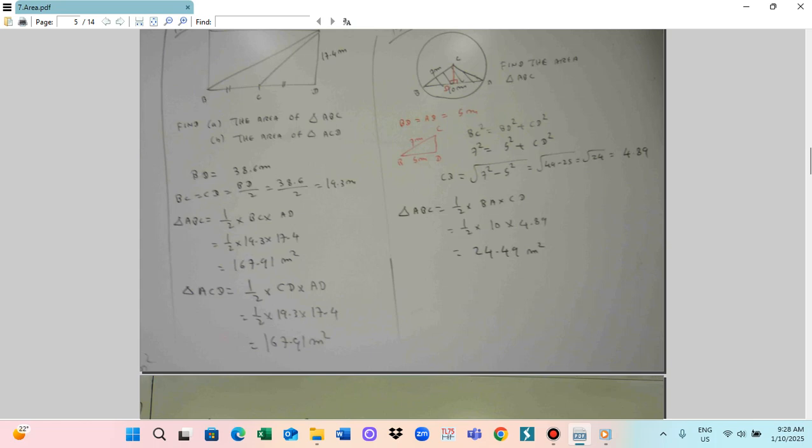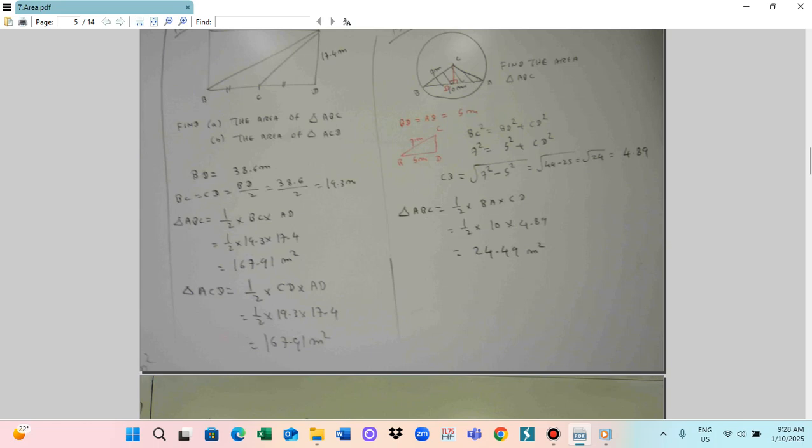So you see this triangle. This is 7 meter, this is 5 meter. So in triangle CBD, you will be able to find the CD. So that way you use the Pythagorean theorem. So BC square is equal to BD square plus CD square. And then you can calculate.